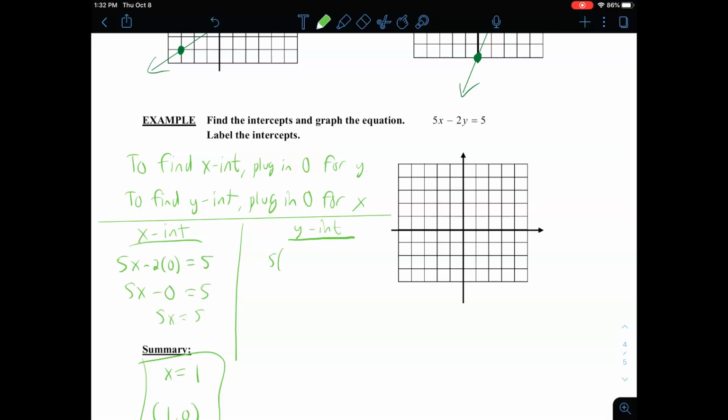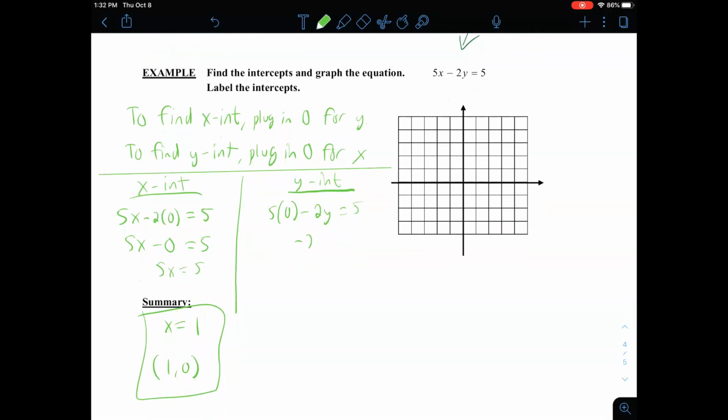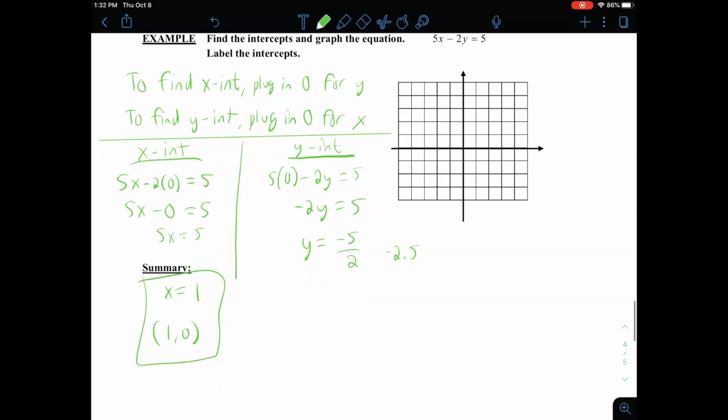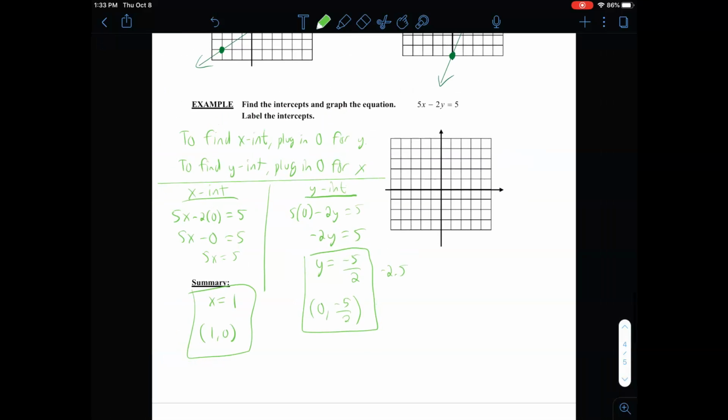So now we have 5 times 0 minus 2y equals 5. I'm going to get rid of the 5 times 0. It's just going to be negative 2y equals 5. Okay. Divide by negative 2, we're going to get y equals negative 5 halves, or that's going to be negative 2.5. And it's going to be 0, negative 5 halves. That's our y-intercept.